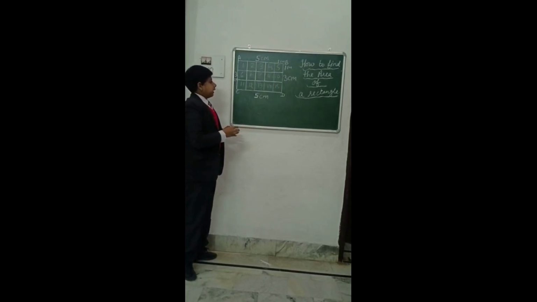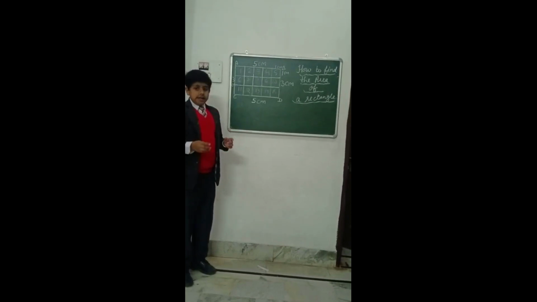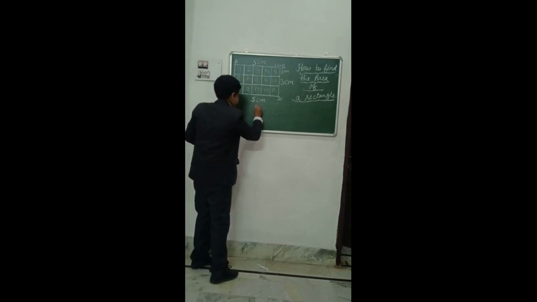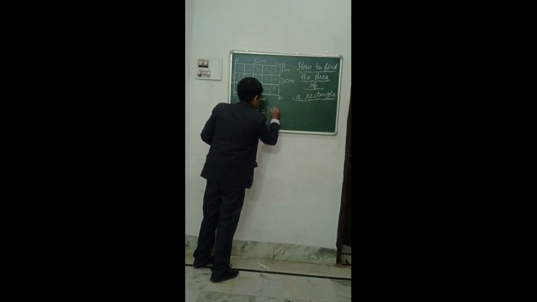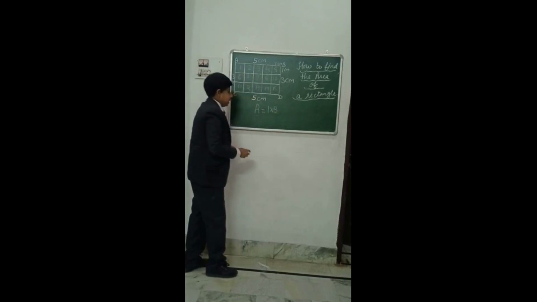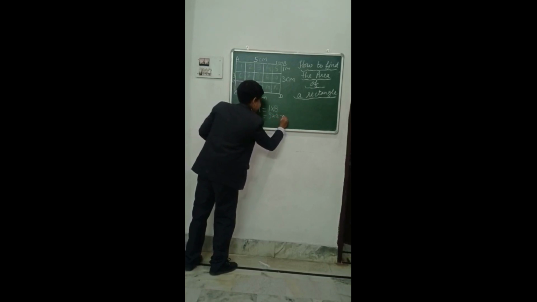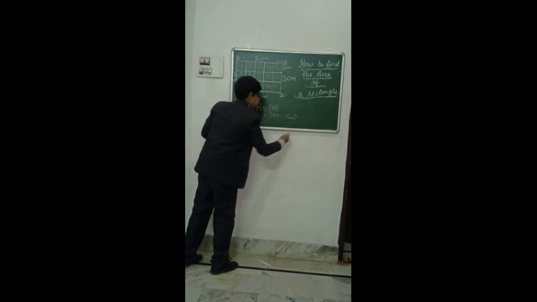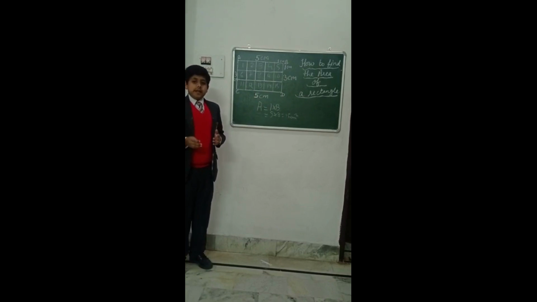This formula gives us the understanding that to calculate the area of a rectangle, we can write: area is equal to length times breadth, which is equal to 5 multiplied by 3, which is equal to 15 square centimeters, where L is the length of the rectangle and B is the breadth of the rectangle.